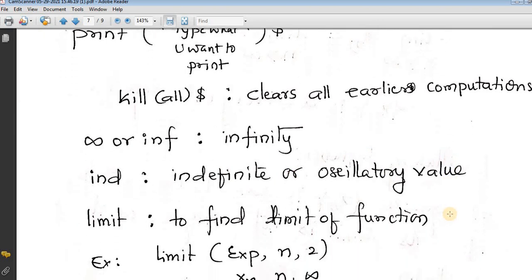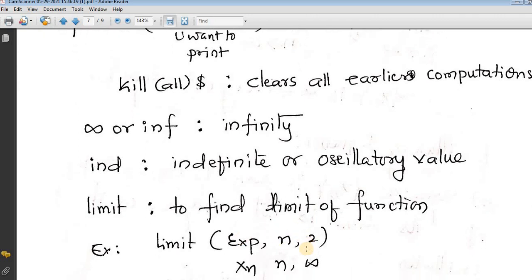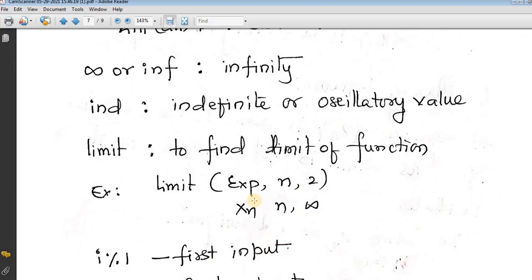Next, limit, to find the limit. Suppose I write a command limit, that does the work of computing the limit. So how are we writing that? We have to write limit, in a bracket write the expression for which we are going to find the limit, and for which value it is tending. So we have to use this in this fashion. Okay, xn, suppose I am taking the sequence, n tends to infinity, so that can be written as limit xn comma n comma infinity.